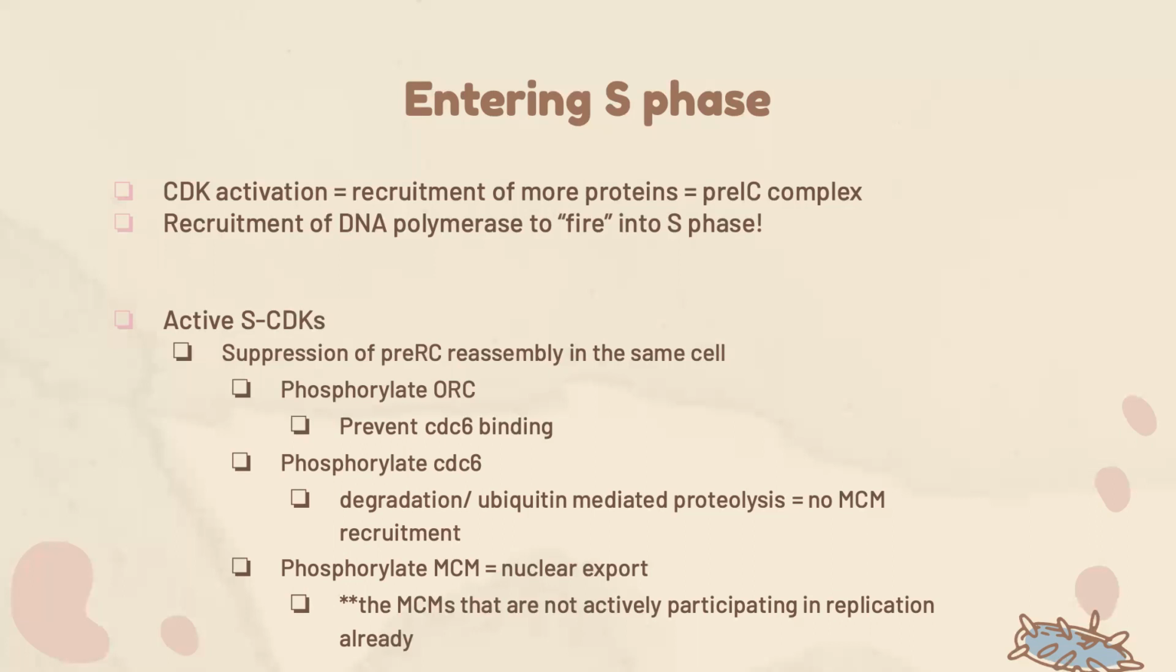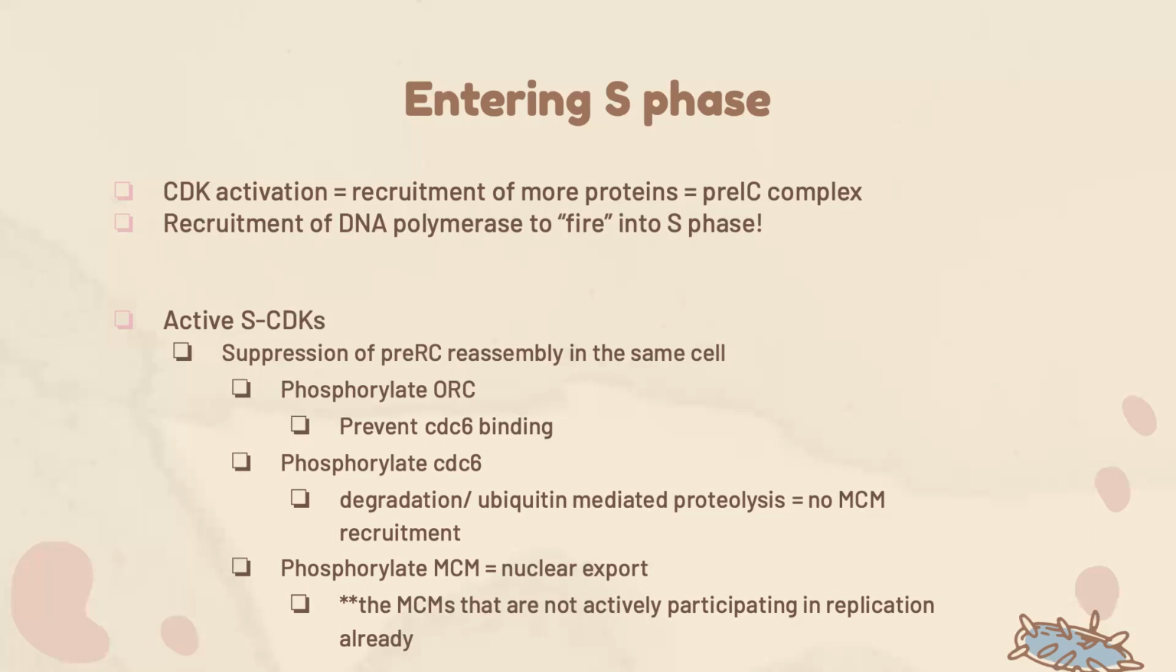So you definitely do not want the pre-RC again. So the way that the cell makes sure that it's not going to be able to reassemble is by phosphorylating the ORC, phosphorylating the CDC6, and then phosphorylating the MCM. So a little bit about each one. When you phosphorylate the ORC, that prevents CDC6 from binding. Obviously, if you don't have either of those parts, you're not going to have a pre-RC. To make sure it covers all its bases, it's also going to phosphorylate CDC6 just in case it misses anything.